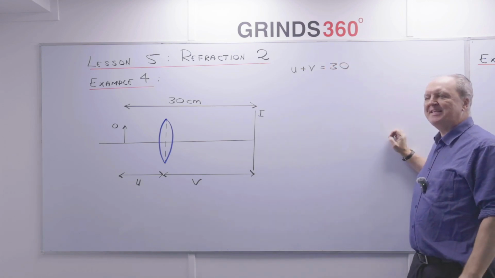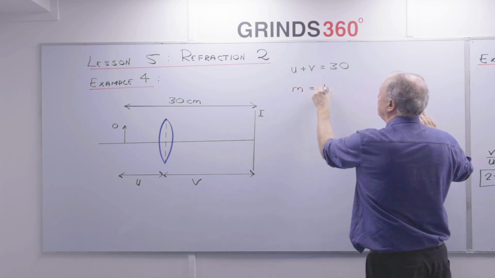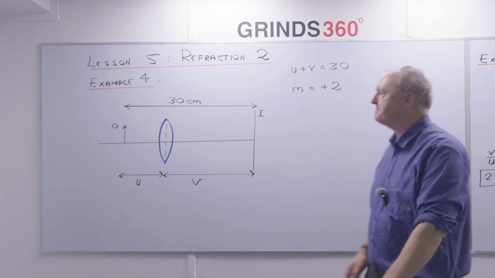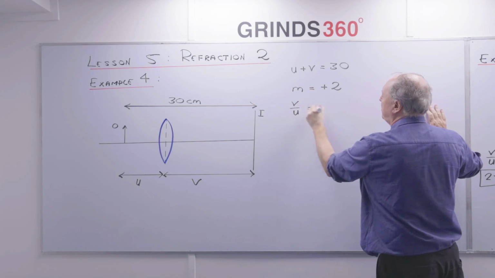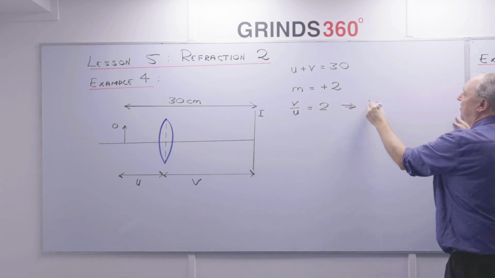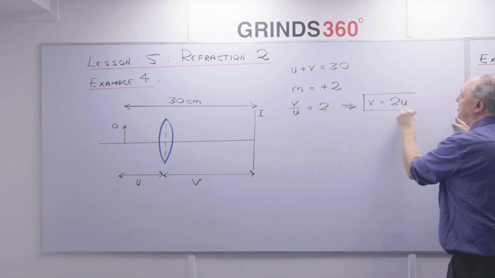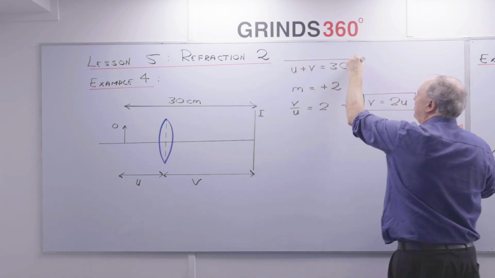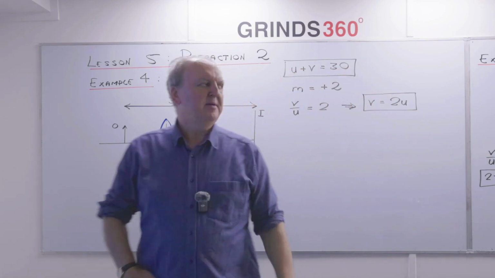You're also told the magnification is 2. And as I said, you know it's +2 because it's formed on a screen, and only real images can be formed on a screen. M is V over U. So therefore V over U is equal to 2. That implies, slide the U up to the 2, you've got V is equal to 2U. So I have that relationship between V and U, and I've also got this relationship between U and V again. So I've got two very simple equations to solve.